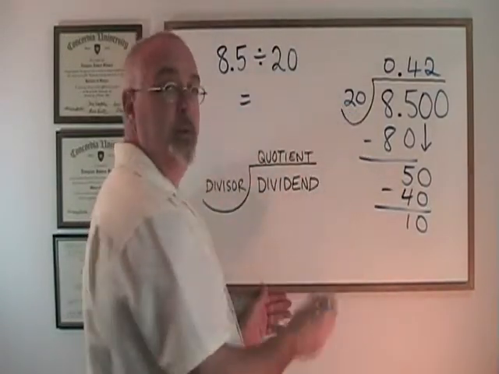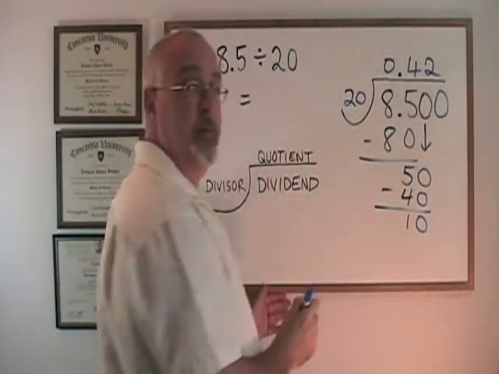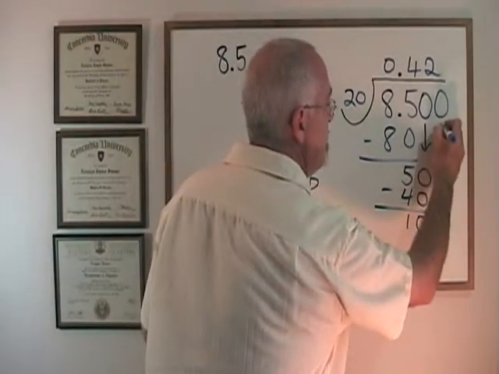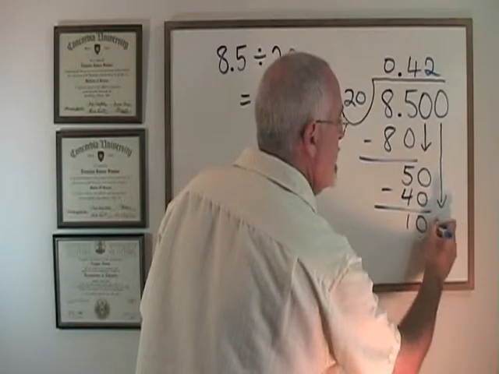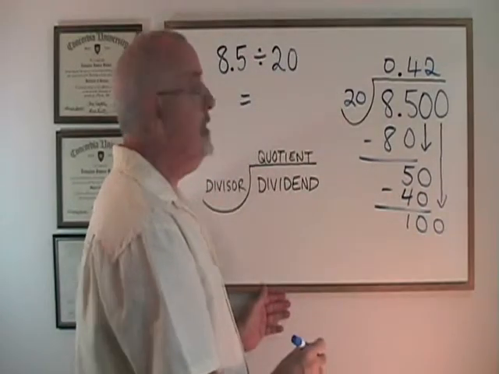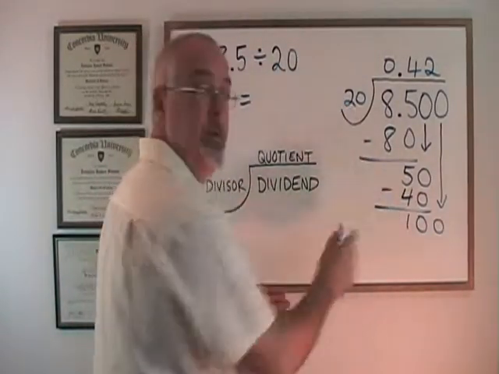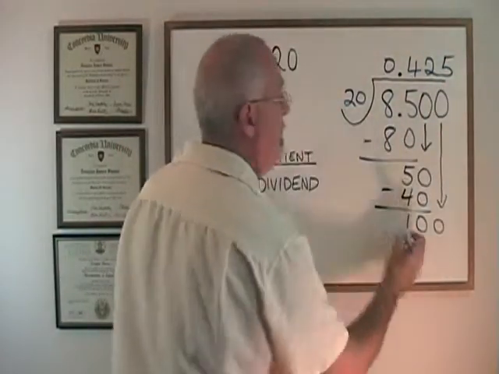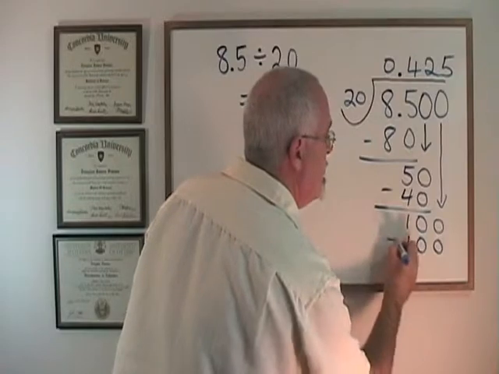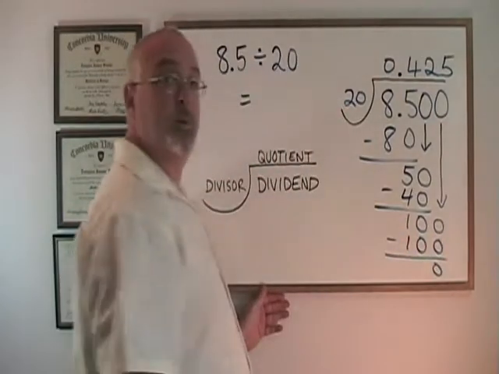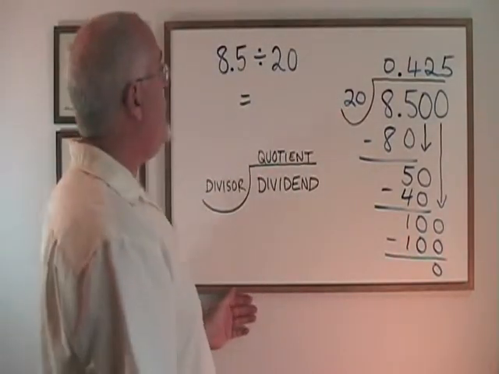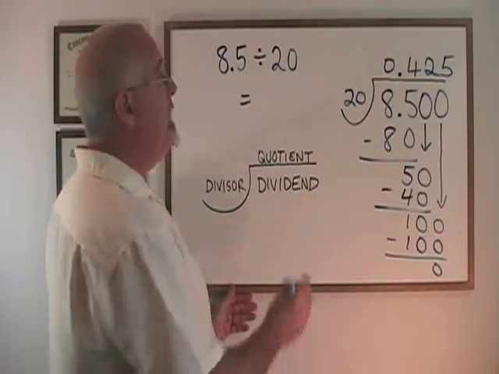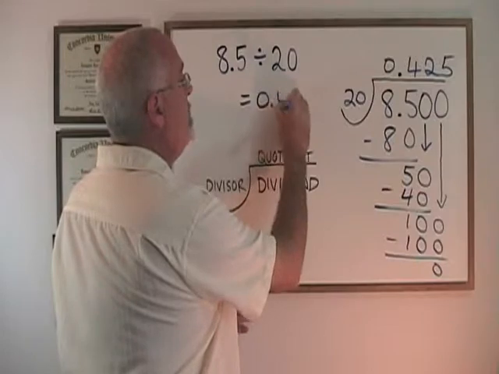Again, 10 is smaller than 20, so I chose the right number. 20 will not fit into 10, so I have to slide down another 0. And now I have 100 down here. 20 does fit into 100 5 times. I write the 5 here. 5 times 20 is 100. I subtract, and I get 0, which means that I am finished. This means that the answer to 8.5 divided by 20 is 0.425.